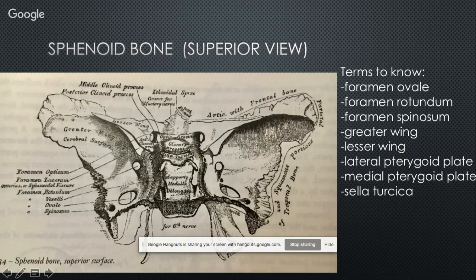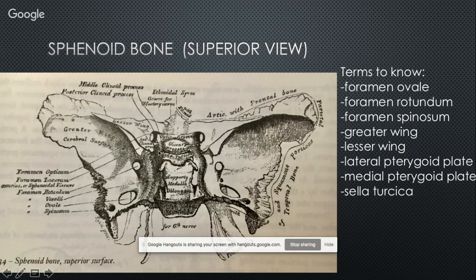The bigger structures of the sphenoid bone that give it its recognizable shape. All of this here is the greater wing, which gives it that butterfly shape. And then here at the top, the lesser wing. The medial pterygoid plates down here, and then the lateral pterygoid plates on the outside. Those ones are also visible from an inferior view.